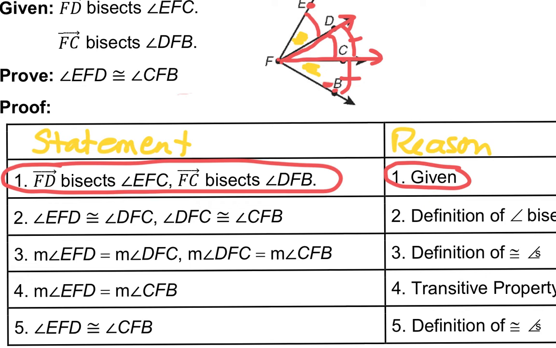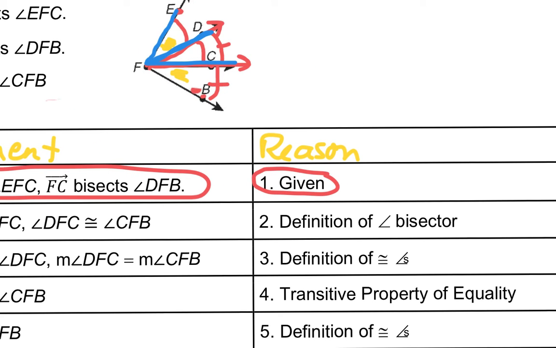All right, we have angle EFD congruent to angle DFC. And I'm going to go back to the diagram again. That's EFD congruent to DFC. And I know that because of the definition of angle bisector. So that's this line in the proof.